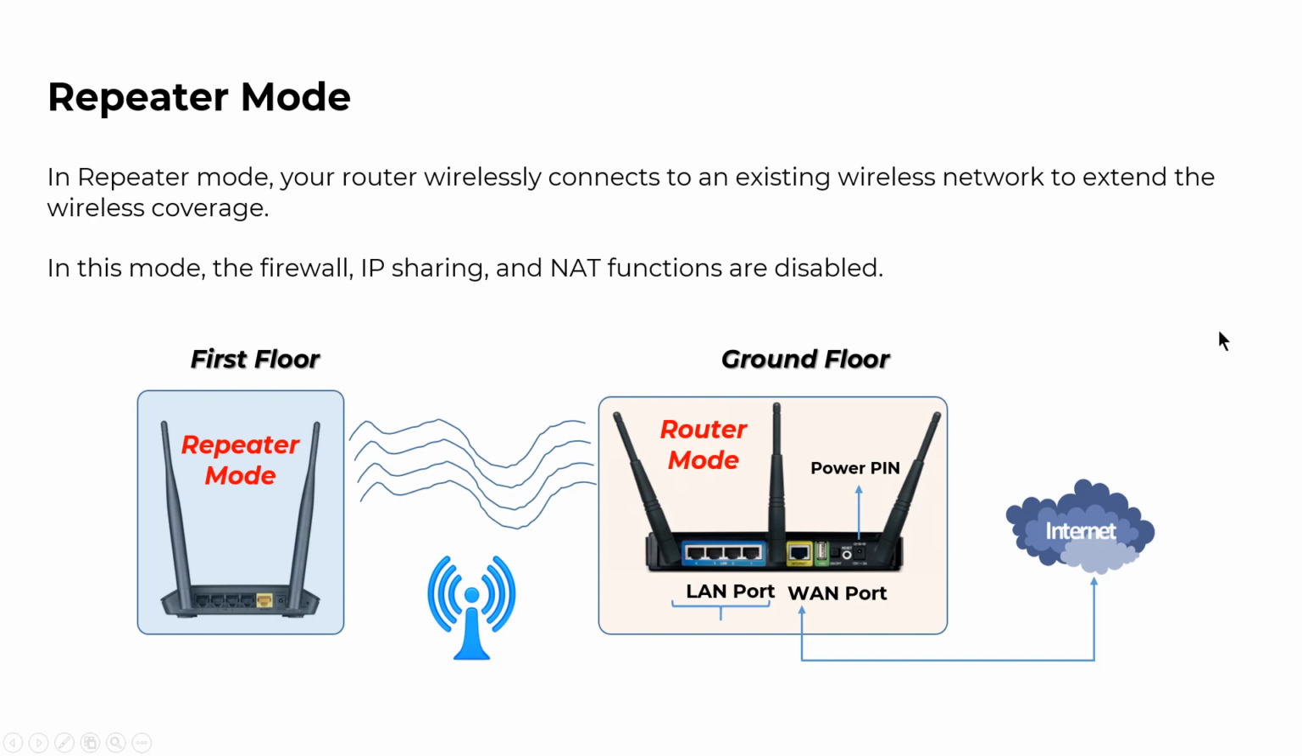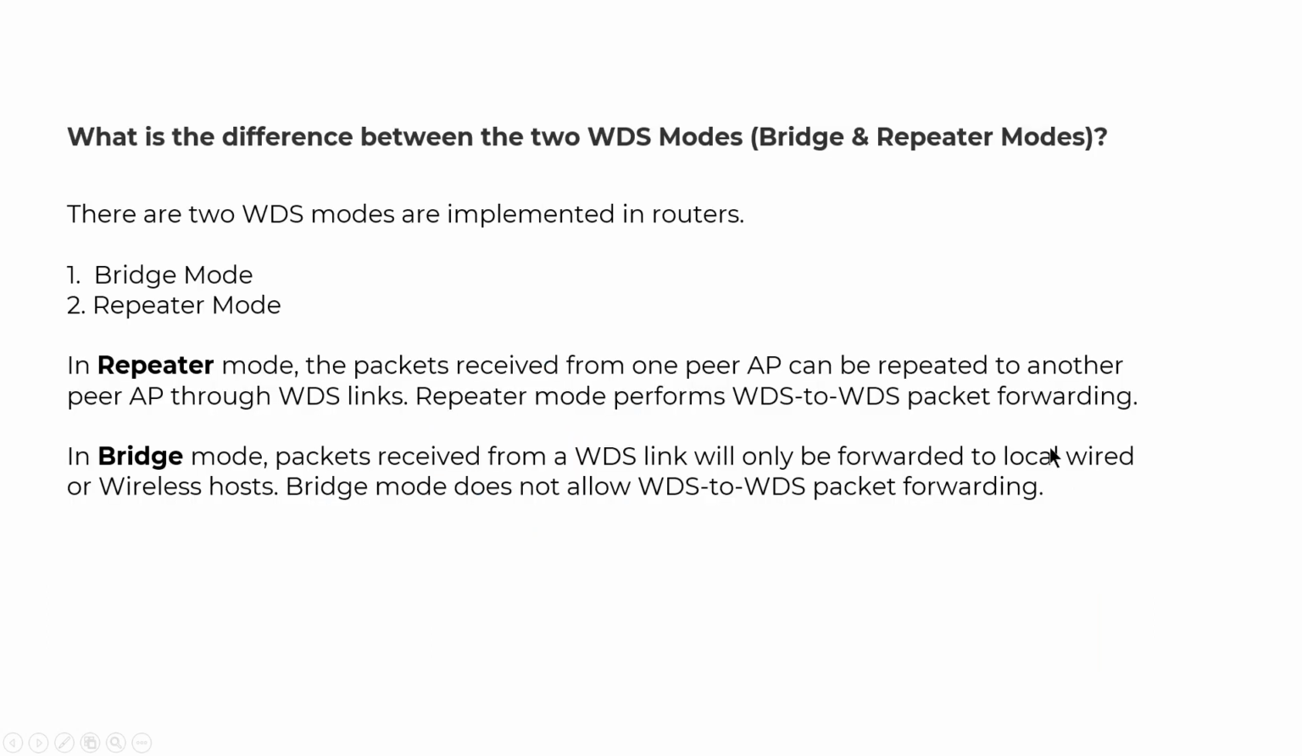Let's move to the next PPT. Now I have just categorized some kinds of new technology. So what is the difference between the two WDS modes, which are bridge and repeater mode? Number one, in repeater mode, the information or packets received from one paired access point, or AP, can be repeated to another paired AP through a WDS link. Repeater mode performs WDS to WDS packet forwarding.